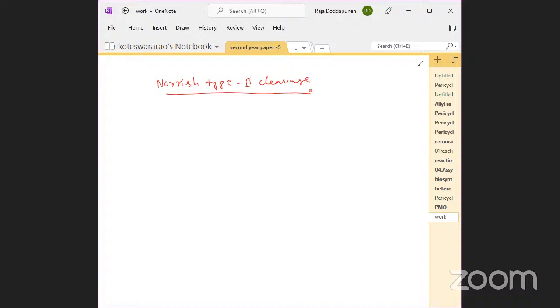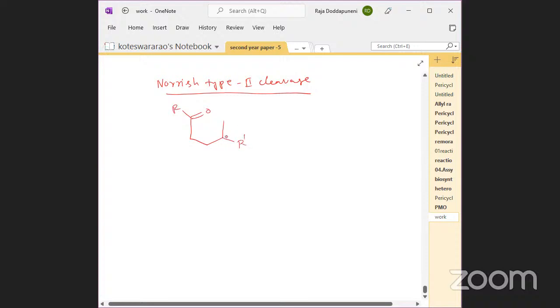Here I am going to take one example with gamma hydrogens. This is the carbonyl compound, a generalized carbonyl compound with gamma hydrogens. We take this one as alpha, beta. This is the gamma position. This is known as the gamma hydrogen. That hydrogen is the gamma hydrogen.